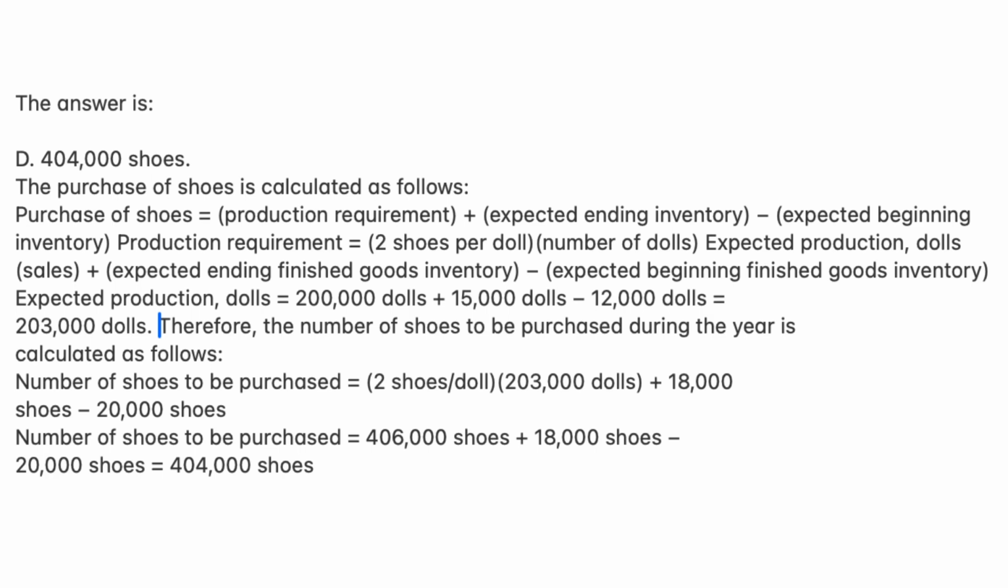Therefore, the number of shoes to be purchased during the year is calculated as follows. Number of shoes to be purchased equals 2 shoes per doll times 203,000 dolls, plus 18,000 shoes minus 20,000 shoes. Number of shoes to be purchased equals 406,000 shoes plus 18,000 shoes minus 20,000 shoes equals 404,000 shoes.